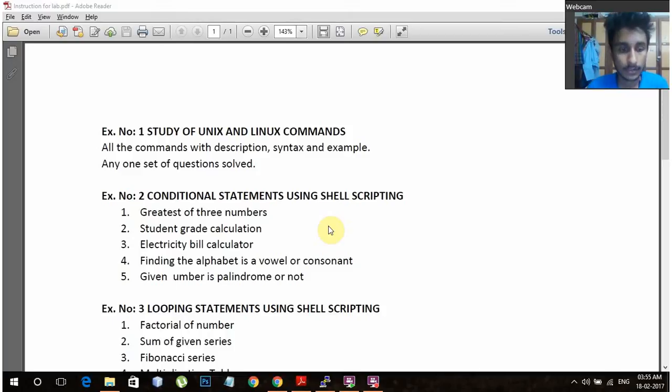Hello, I'm Cyril, and this is my second Unix lab experiment. In this, we'll be using conditional statements in shell scripting.